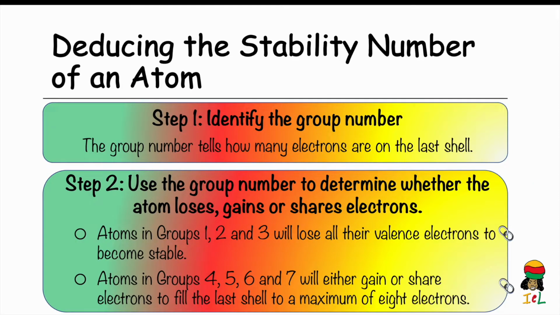Now, groups 4, 5, 6, and 7 will either gain or share electrons to fill the last shell to a maximum of 8 electrons. In other words, it will take the least energy to gain a few electrons to complete the maximum number of electrons on the last shell than to lose the many valence electrons to empty that last shell. So we'll follow our hyperlink just to illustrate what we are saying.